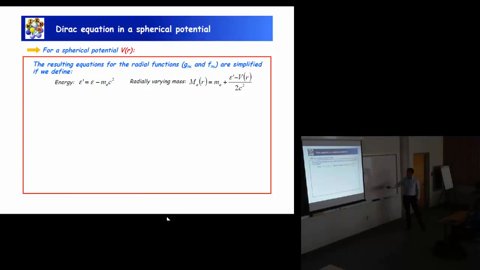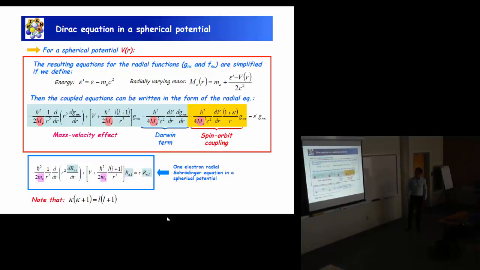So here, I will show you the expression of this Dirac equation for this spherical potential situation. To do so, we will use an expression for the energy that takes into account this relation between the energy of the single particle and this mc squared correction. And we will not use the rest mass, but we will use a radially varying mass, which allows to take into account the relativistic effect. Doing so, you obtain the following equations. So what you see is that it is a Schrödinger-like equation in which you have three different terms. So you have the mass velocity effect. So if you look at this equation, it really looks like the one electron radial Schrödinger equation in the spherical potential.